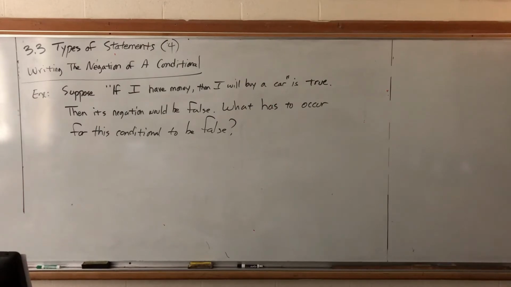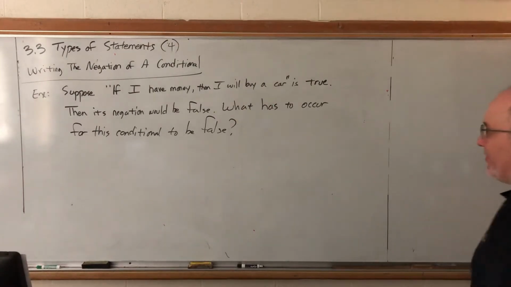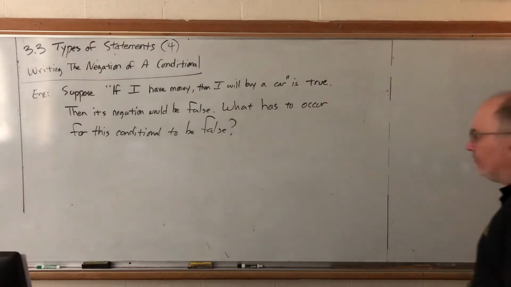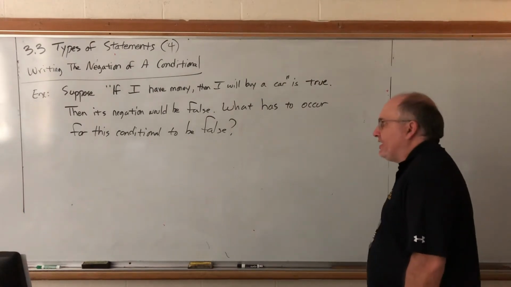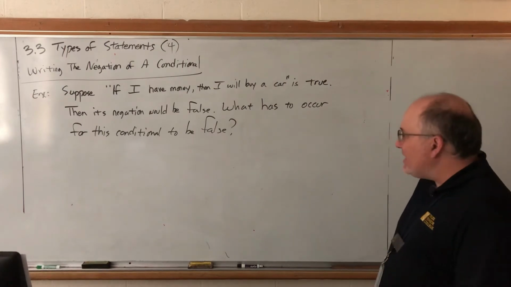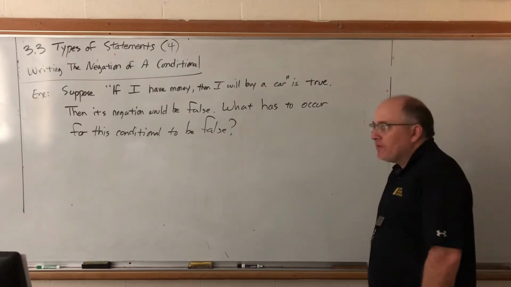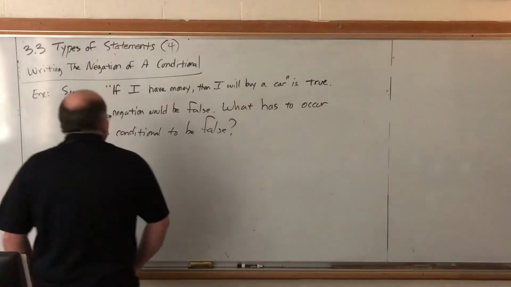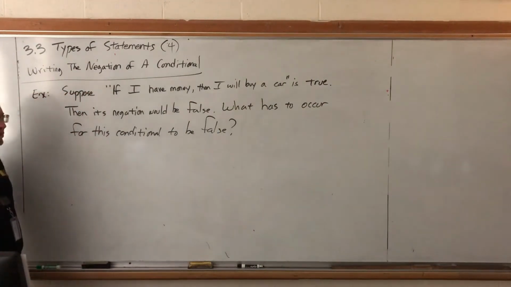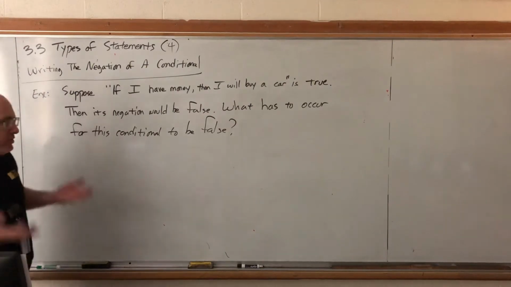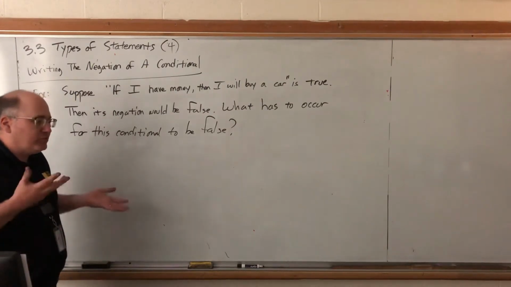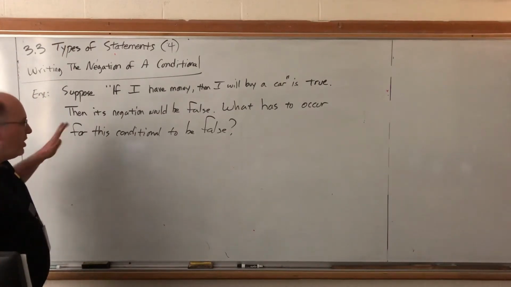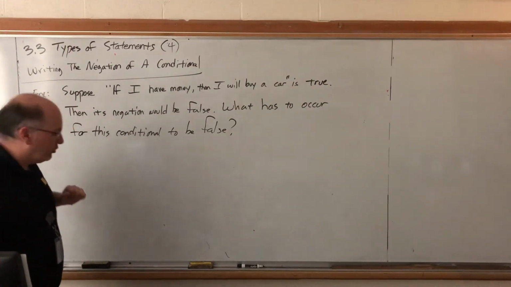Before we get to the last part of the section, I want to address a side topic about writing the negation of a conditional. For example, let's suppose that I say the statement, if I have money, then I will buy a car, and that statement is true. If that statement is true, then its negation would have to be false. Remember, two statements are negations if their truth values are always opposites. So, what has to occur for this conditional to be false?